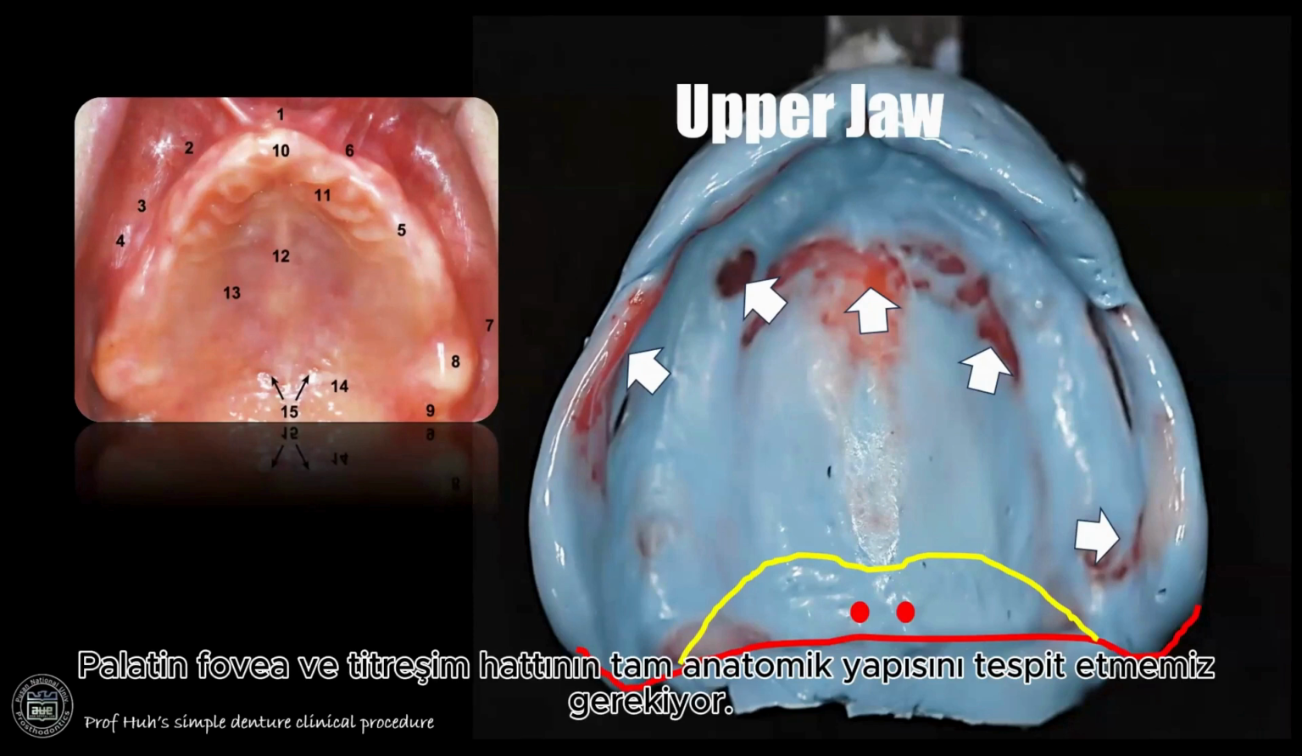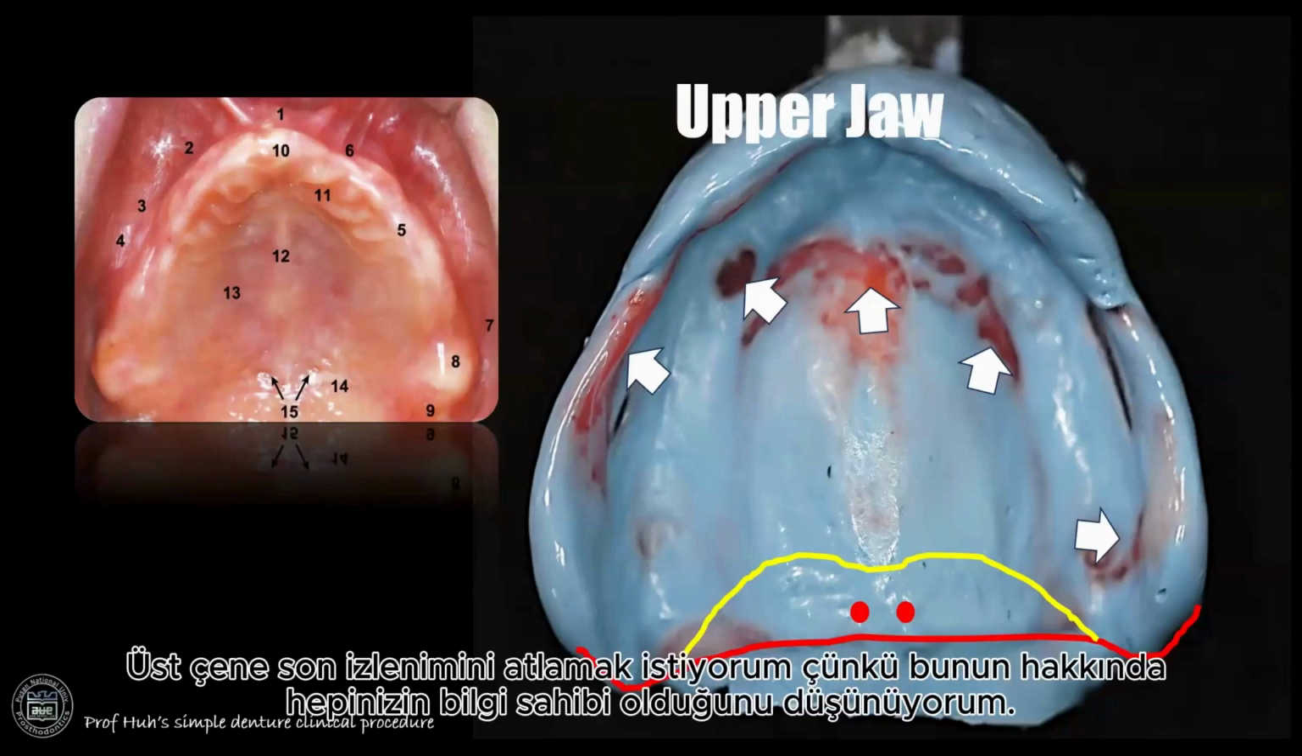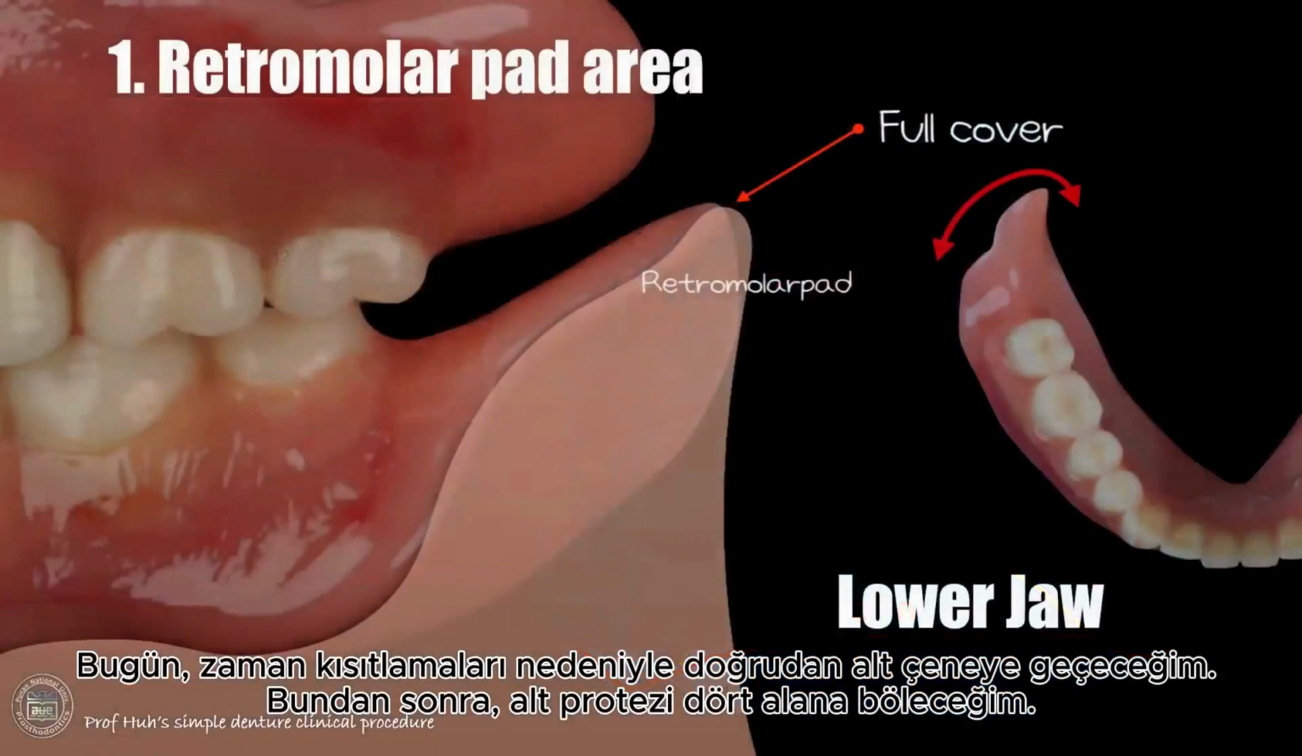So we have to detect the exact anatomical structures of the palatine foveae and vibrating line. Anyway, I want to skip the upper jaw final impression because I believe you all know about that. Today, because of time limitation, I will go to the mandible directly, okay? From now, I will divide the mandibular denture into 4 parts.